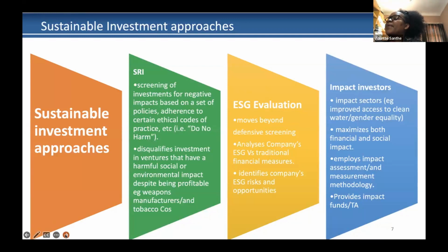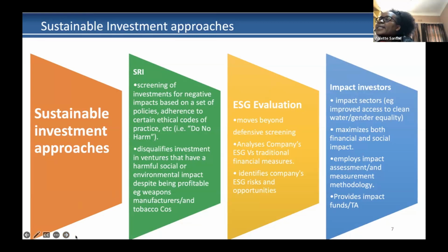The other approach used in sustainable investments is ESG. So ESG moves further than SRI from being defensive screening, but also analyzes companies' ESGs versus traditional financial measures. ESG further identifies companies' ESG risks and opportunities.